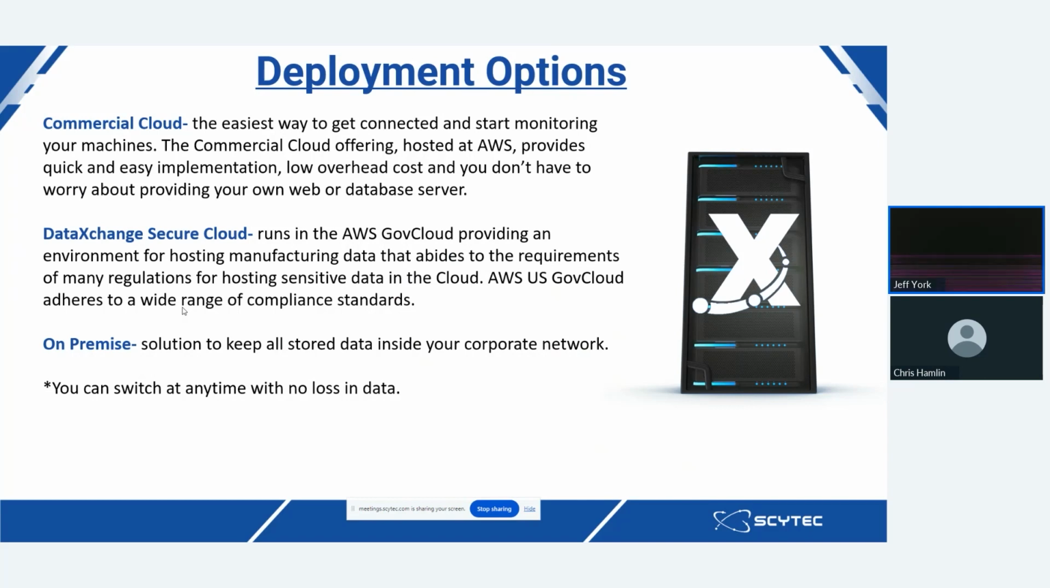Now, we also have our DataXchange Secure Cloud, which runs in the Amazon Web Services GovCloud. And this is just providing an extra layer of security for those of you that have ITAR requirements as well as FedRAMP. It adheres to a wide variety of compliance standards. And then also, for those of you that request it, we do have an on-premise option, and that keeps all the data stored inside of your corporate network. And at any time, you can switch between any of these deployment options with no loss in any of the historical data that you have.